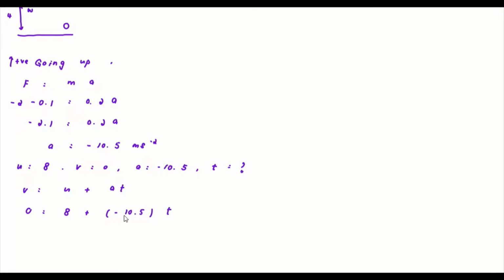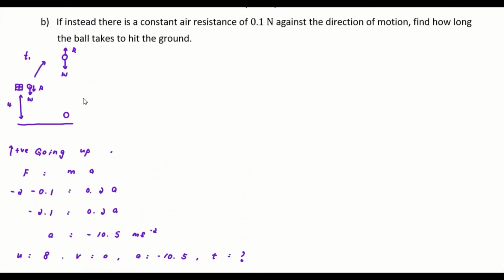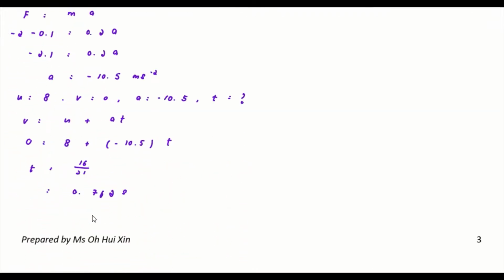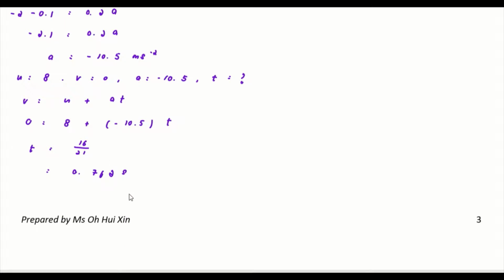Make sure that when you put in the values, if you get your t as a negative value, that's something you need to be mindful of. Okay, so when you solve it, you get 16 over 21. In decimal, it will be 0.762 seconds. So this is the time for the first stage.